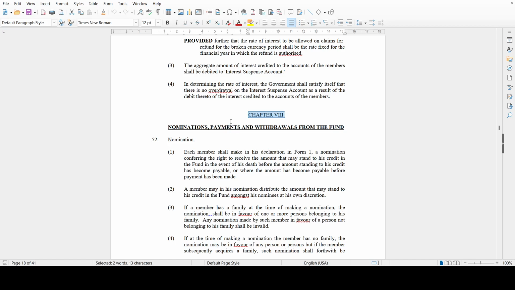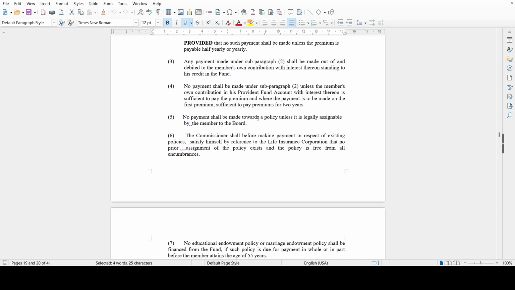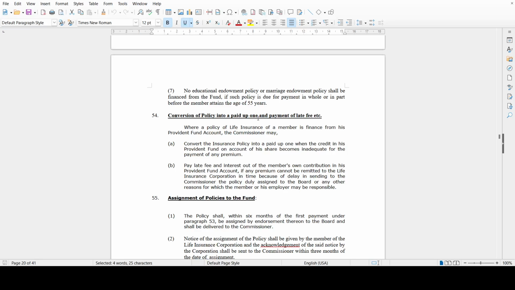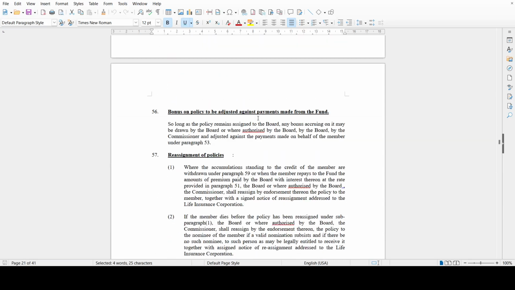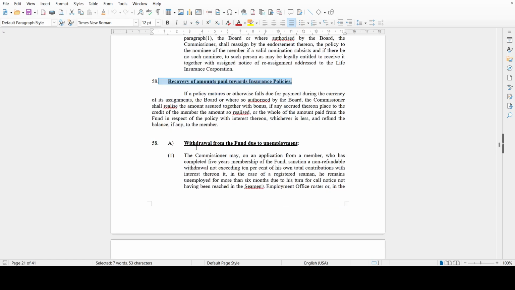Under this chapter you will get all the information: what is nomination and why it is important, and payments and withdrawal from the fund. So let me take you to the page where the guidelines are given. It starts from 58, you see here, and 58A, withdrawal from the fund due to unemployment.